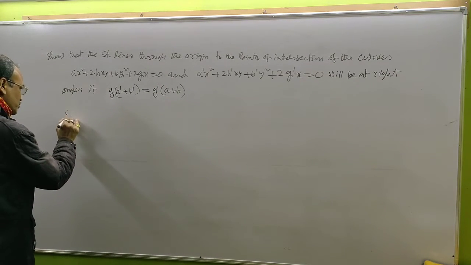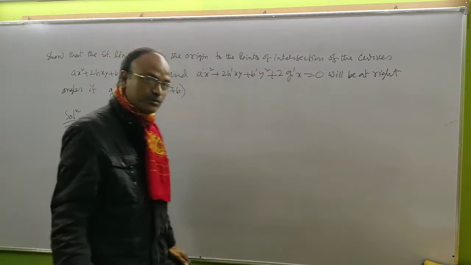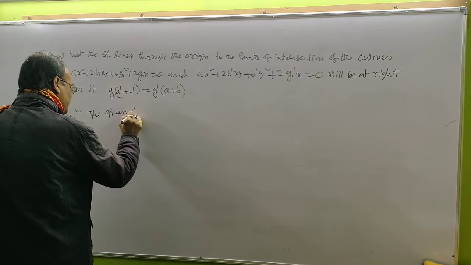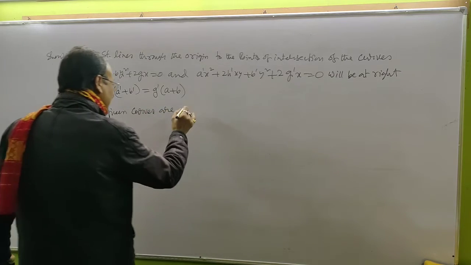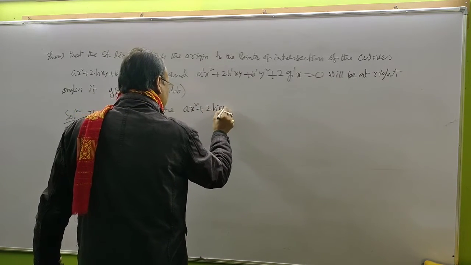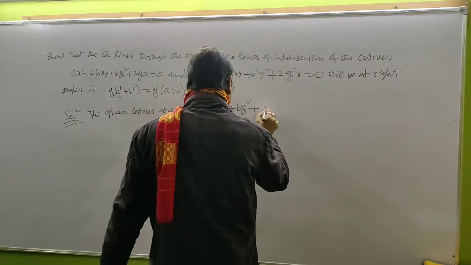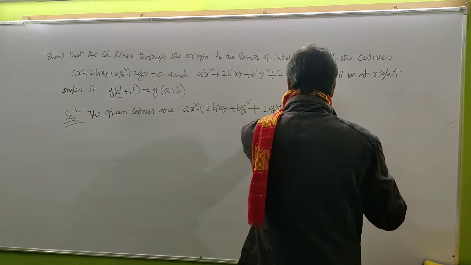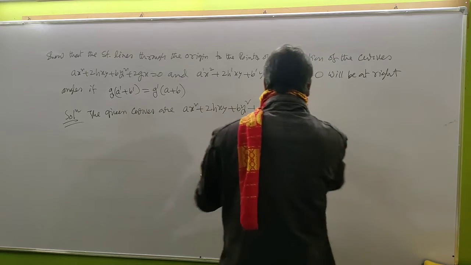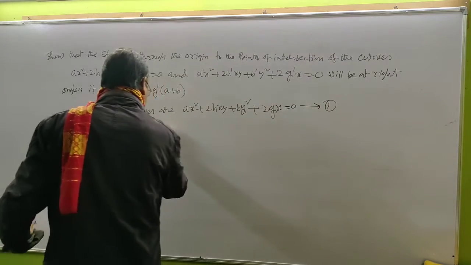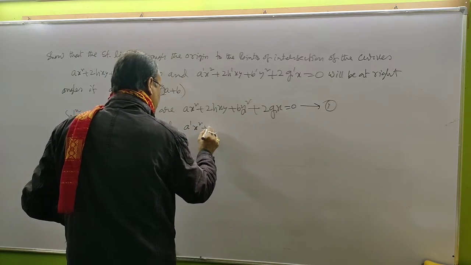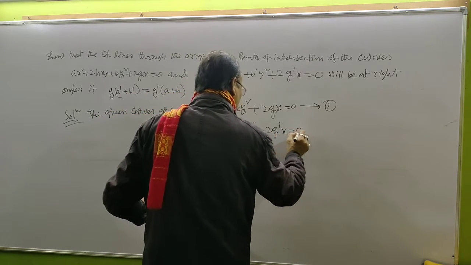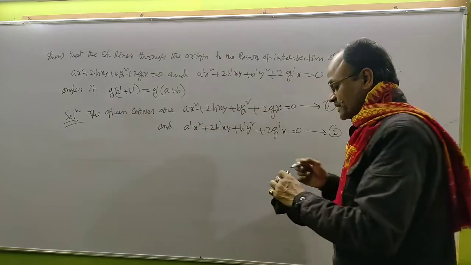Let us try to solve this problem. Solution. The given curves are ax square plus twice hxy plus by square plus twice gx plus twice hy equal to 0. This is number 1. And a dash x square plus twice h dash xy plus b dash y square plus twice g dash x plus twice f dash y equal to 0. This is number 2. These two curves are this.